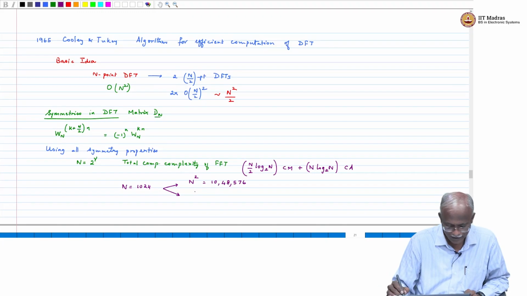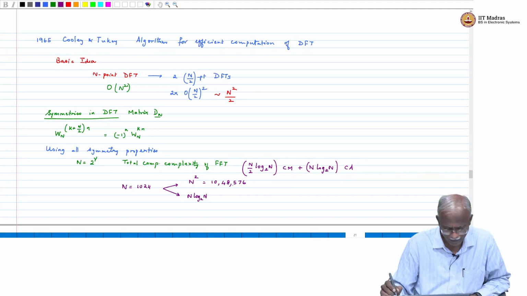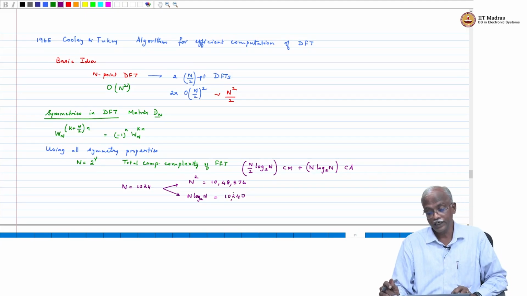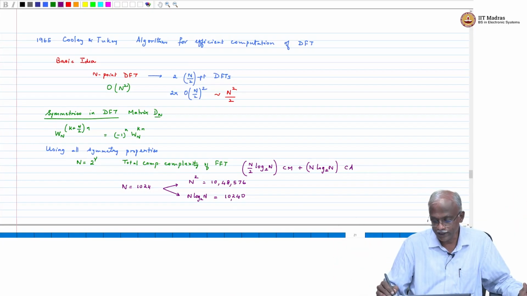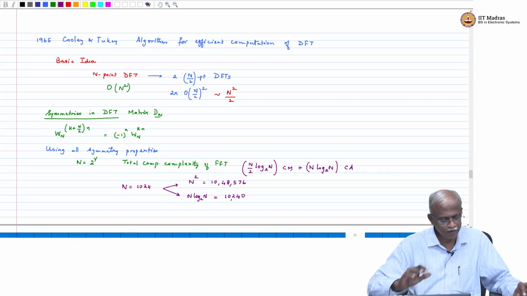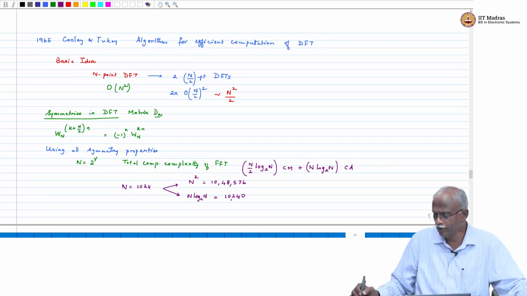On the other hand, if you had n log base 2 of n, basically that's the order of the multiplications and complex adds. This is equal to 10,240. So where is 10 lakhs, where is 10,000? Okay, so you can see that the complexity reduction is very, very significant when we do the FFT algorithm.